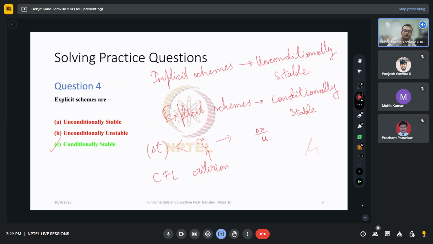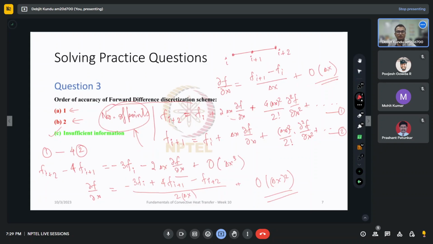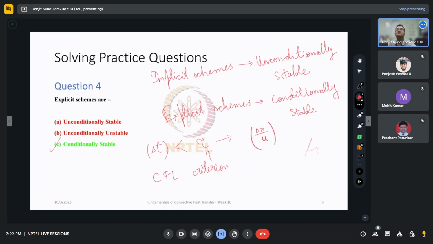Yeah, so it should be around delta x by u, which is the time scale associated with the problem. Any questions on this? Sorry about this one. That slide somehow didn't turn out well in the PDF. Okay, we will keep moving on.